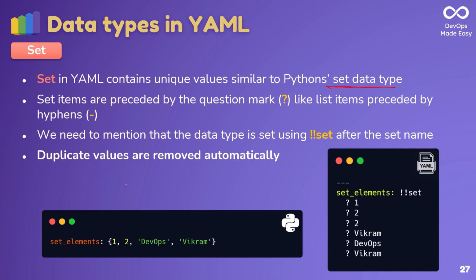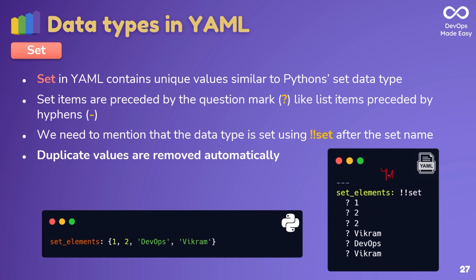Okay, so how do we mention sets in YAML? Instead of a hyphen for a list, we use a question mark to indicate a set element. After the name of the set element, we have to use this convention: double exclamation marks followed by set as the key. One of the important features of a set is that it will not allow duplicate elements.